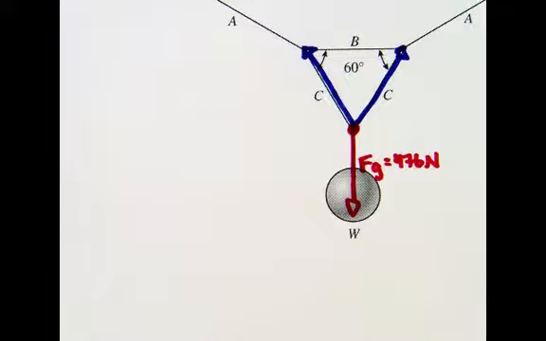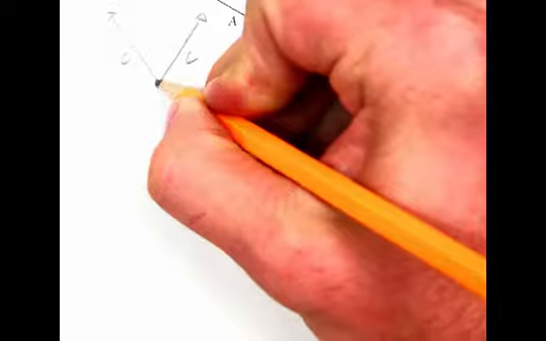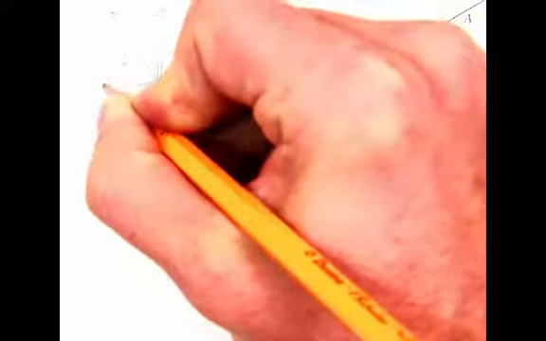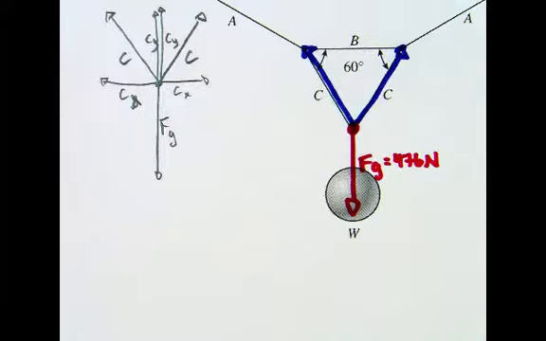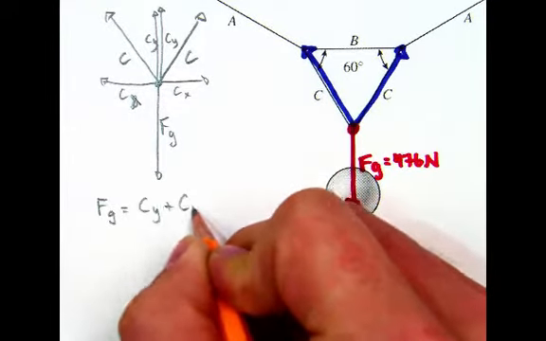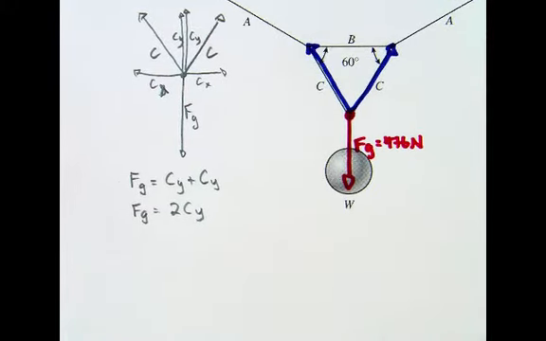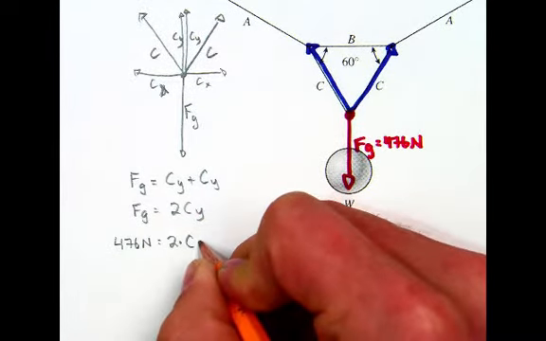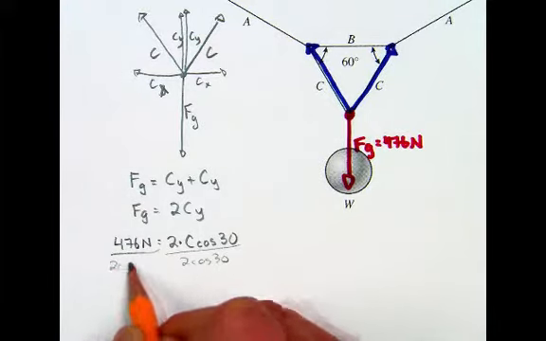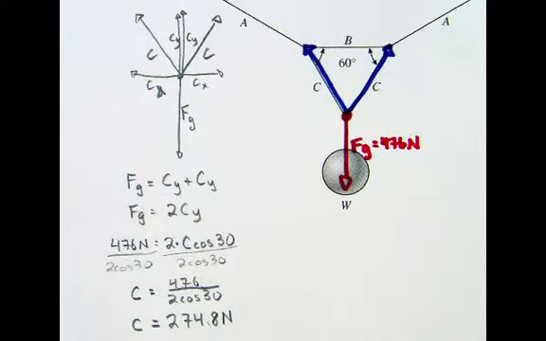So let's draw our free body diagram. I know I've got gravity coming down, and I know that gravity is opposed by the Y components of my two C cords, and that the C cords are also exerting forces in the X direction, which are going to be equal to each other. So, as I look, I know that the force of gravity is going to be equal to 2CY. And as I make my trigonometric substitution, I know that the force of gravity is 476 newtons, and CY is C times the cosine of 30. So when I solve, I get C is equal to 274.8 newtons.